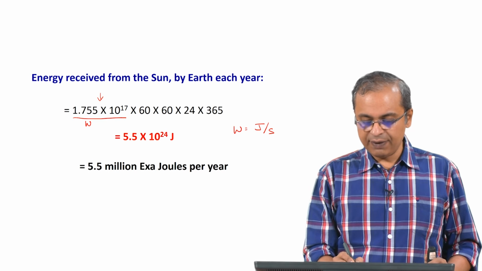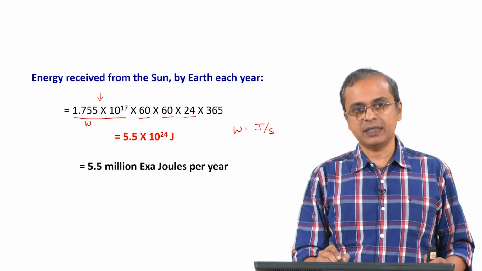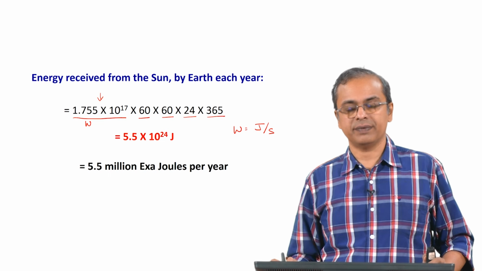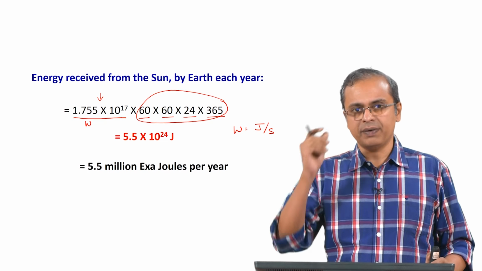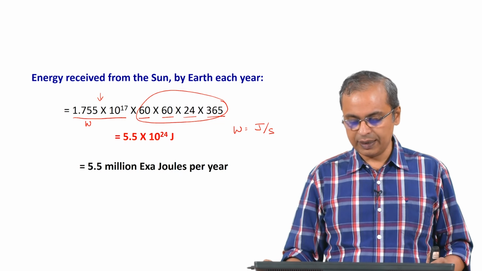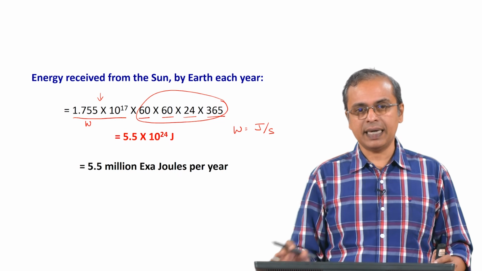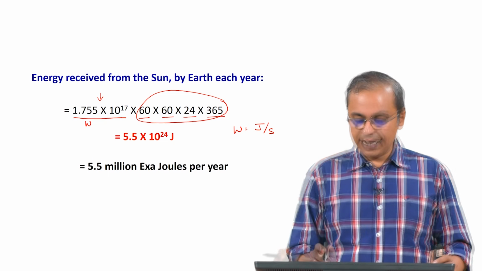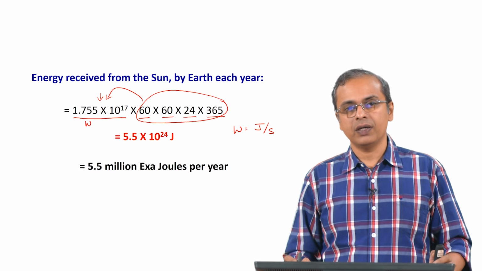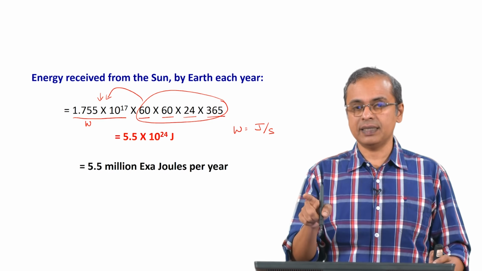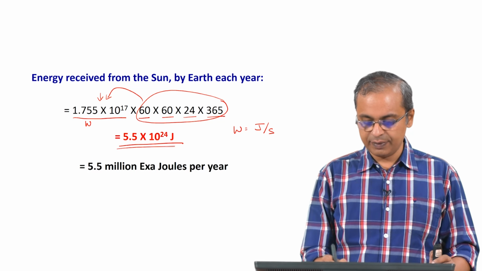For that we have 60 seconds per minute, 60 minutes per hour, 24 hours in a day and 365 days in a year. If you calculate this, you get a fairly large number of seconds in every year, and if you multiply these seconds by this power, you get the total amount of joules that reaches the earth every year from the sun.